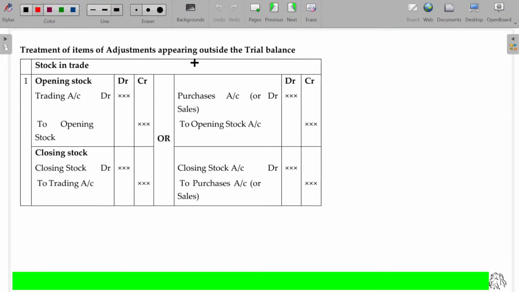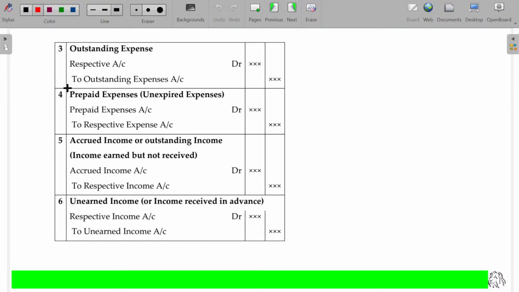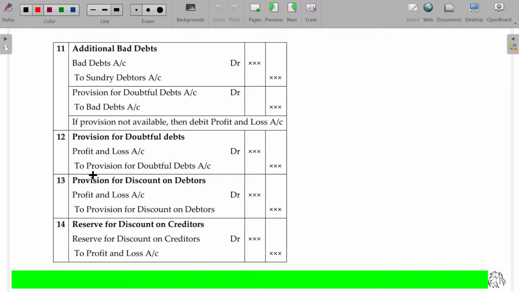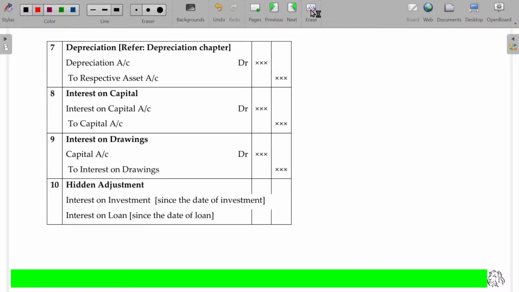So we have stock in trade and outstanding expenses, prepaid expenses, accrued income or outstanding income, unearned income, depreciation, interest on capital, interest on drawings, and hidden adjustments. These are the 10 adjustments. Bad debt, provision for doubtful debts, provision for discount on debtors, reserve for discount on creditors. These are the 14 journal entries you have to understand.